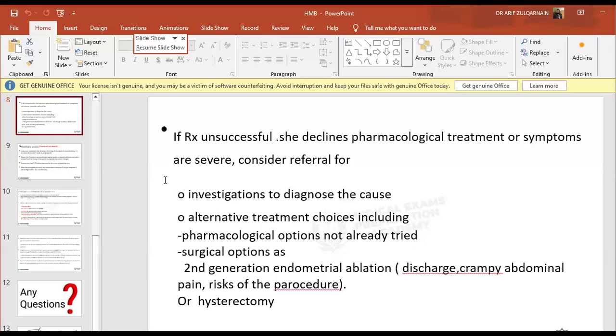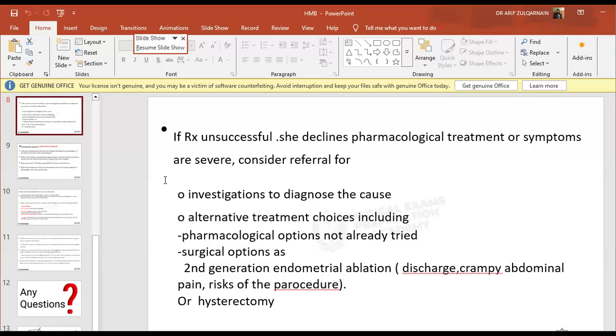For example, we can do the hysteroscopy to evaluate the endometrial cavity, or we can offer her alternative treatment choices that include pharmacological options that are not already tried, like if she has tried the combined oral contraceptive pills, now we can try the oral progestogens. Then we can offer the surgical options that include second generation endometrial ablation.